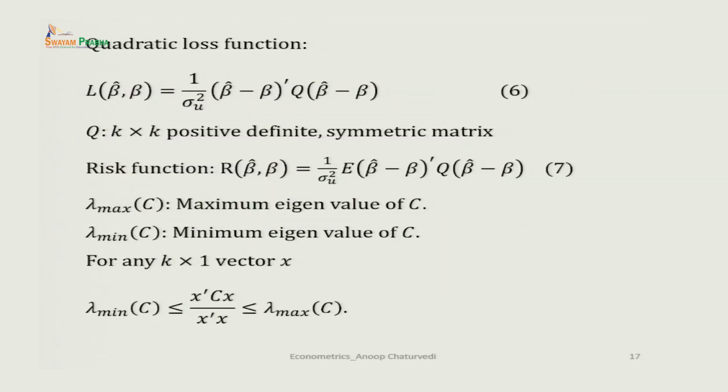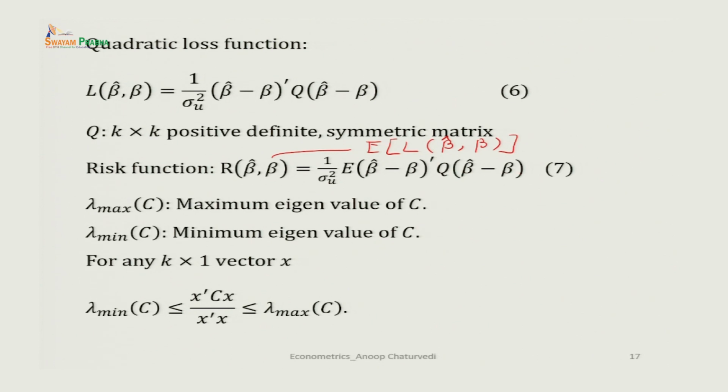Now, we consider the quadratic loss function. L(beta hat, beta) is equal to 1 upon sigma square u times (beta hat minus beta) transpose Q (beta hat minus beta), where Q is a k by k positive definite symmetric matrix. Then the risk function R(beta hat, beta) is obtained by taking the expectation of this loss function. So, we have 1 upon sigma square u expectation of (beta hat minus beta) transpose Q (beta hat minus beta).